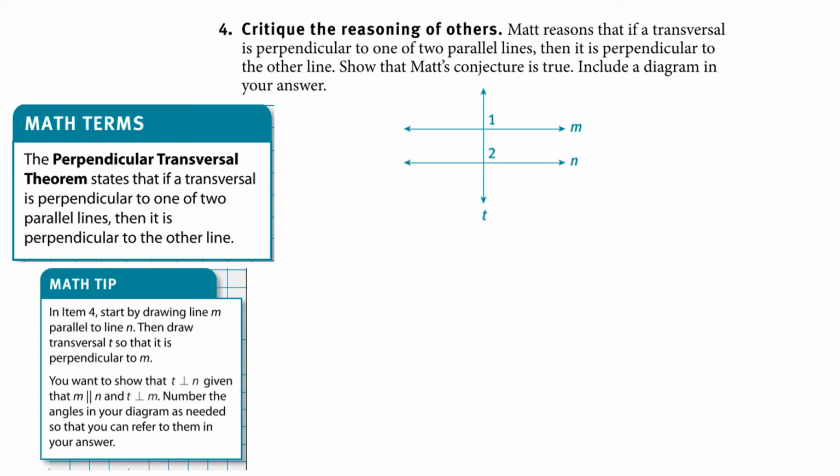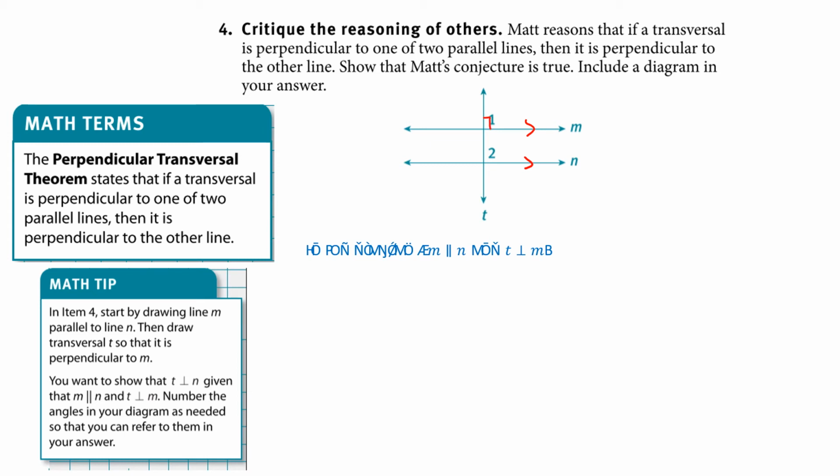I drew that, kind of like the one I just drew. So I've got lines M and N, which are two parallel lines. And then T is the transversal of those, okay? And they form angles 1 and 2, which is what we have labeled here. So in the diagram, M is parallel to N and T is perpendicular to M. Okay, so we know that.